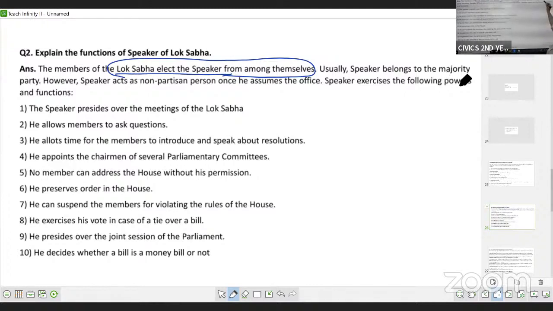Usually, the Speaker belongs to the majority party. The party which has majority in the house, the Speaker belongs to the same party. Mostly it is like that. And he acts as a non-partisan person. Once he assumes the office, once he becomes the Speaker, he will act as non-partisan. And he exercises the following functions.